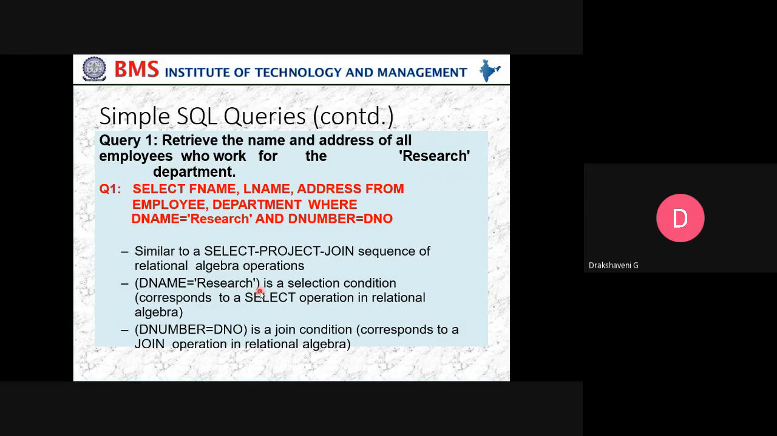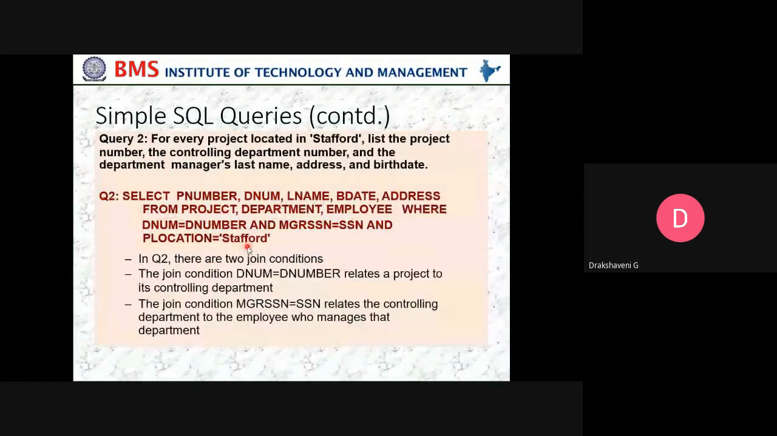What are the join conditions we have used? We can see here D name equal to research. That is one condition. In the same way, one more is D number equals D number. We are comparing two tables, employee and department, and taking the values from both tables. In that case, we are joining. We want to know the employees who are working for research, and the department should be the same in the employee table and the department table. That's how the join operator, select and project are used.